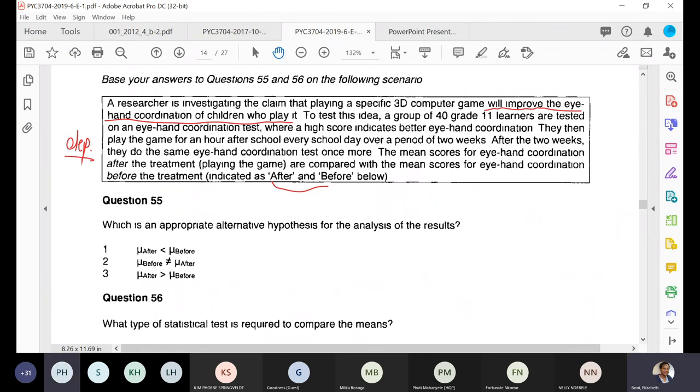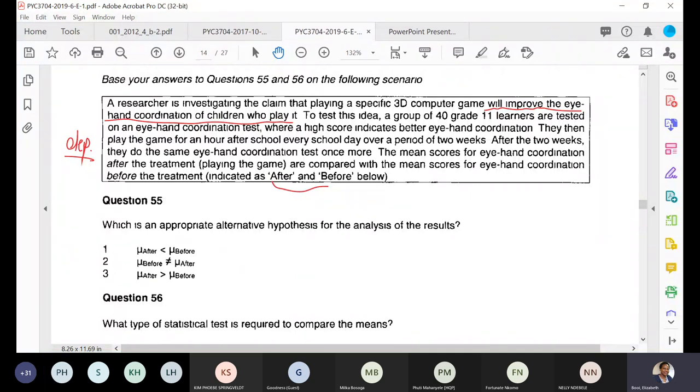That's what the researcher is trying to prove. He's trying to check whether there will be an improvement. Yeah, he never said there is. The ones who play it before and after, they will have that. Nothing about that. All he wants to prove is to see whether there is an improvement after they have played the game.